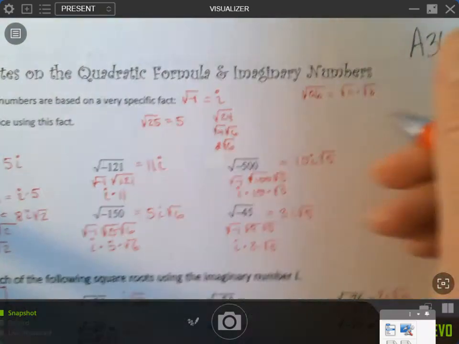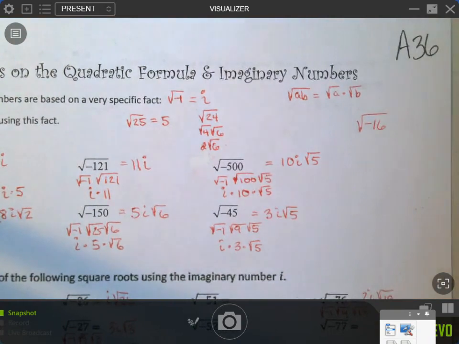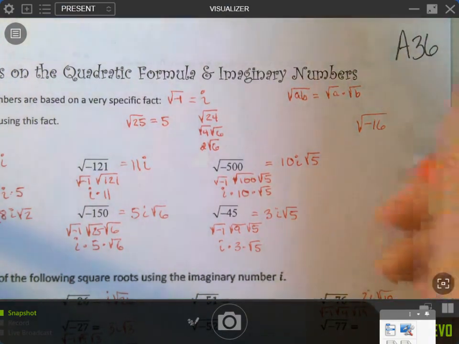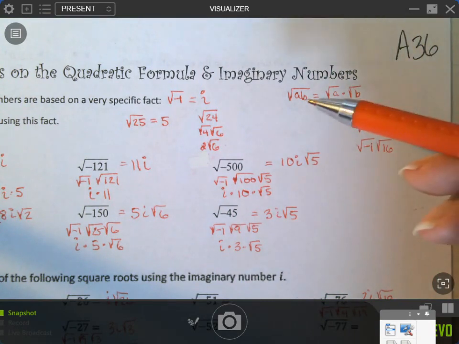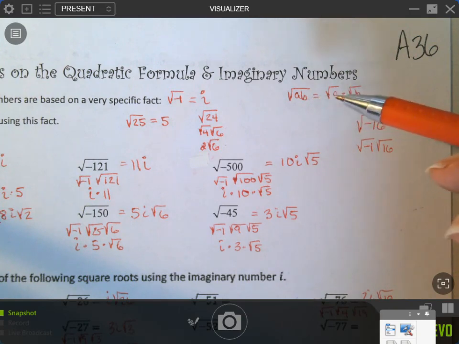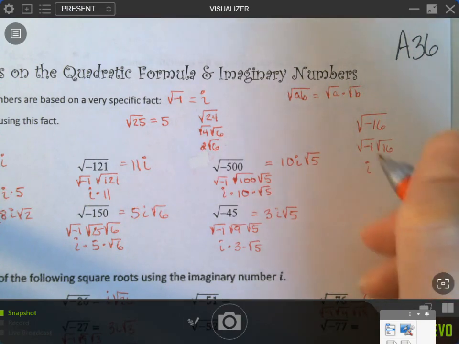If I have the square root of -16, well, we know the square root of 16 is 4. But the square root of -16 is just not going to work, because what times itself gives me -16? Nothing. So what we do is we break this down to make it -1 times 16, and that's pulling that -1 out. Instead of having -16, we have -1 times 16, and then we break it up. And the square root of -1 will always be replaced with an i. This is multiplication times the square root of 16, which is 4.